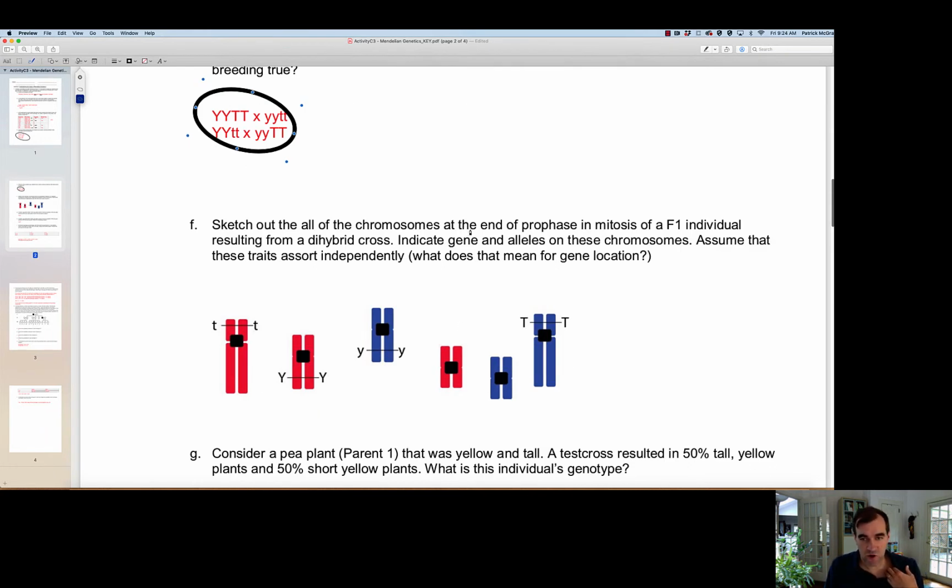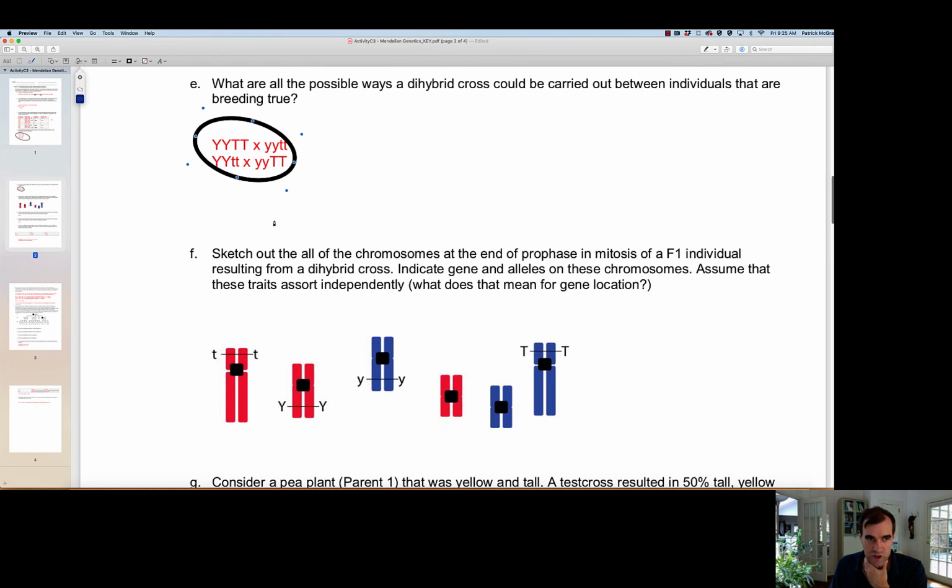Sketch out all of the chromosomes at the end of prophase in mitosis of an F1 individual that results from a dihybrid cross, indicating genes and alleles on these chromosomes. For this problem, we have chosen to use this particular cross: big Y, little t, cross with little y, big T, big T.